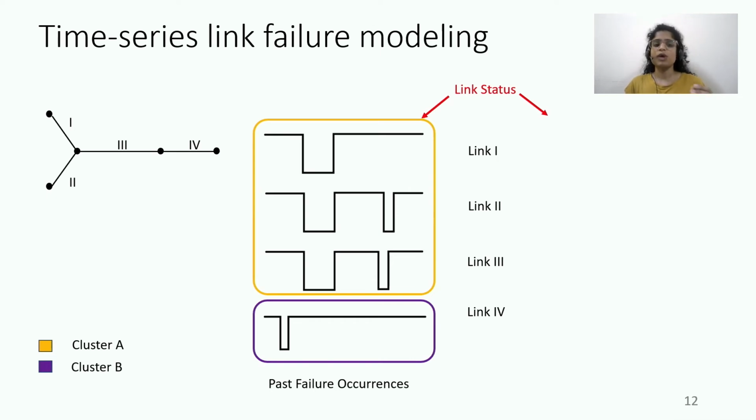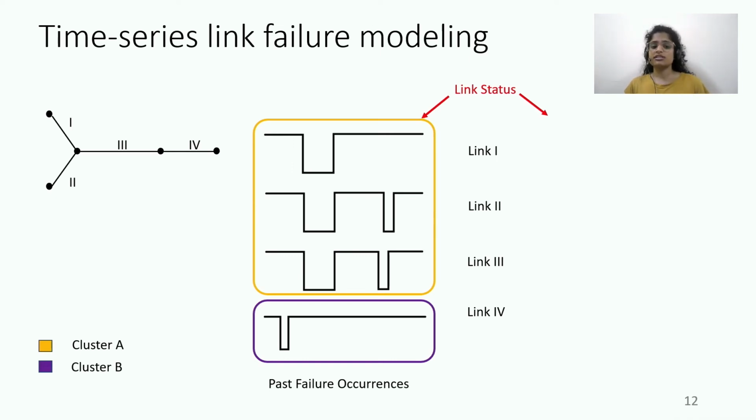The first step is to identify correlated link failures. For example, in the network topology shown on the left, link 1, link 2, and link 3 have correlated link failures, which could either be because of a shared power source or a router. And we group these links together since they have correlated link failures, whereas link 4 is in a different cluster.